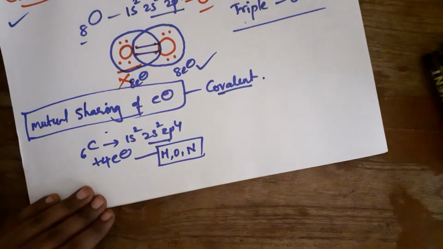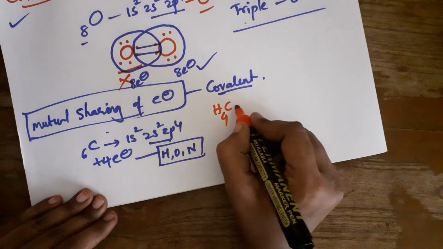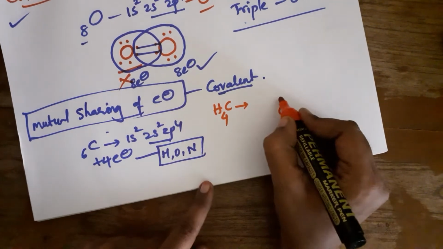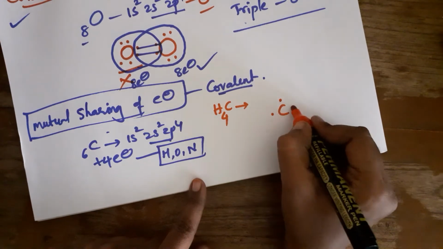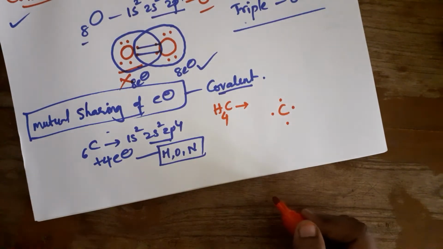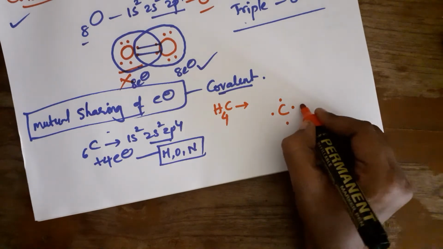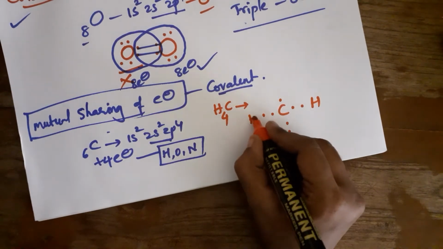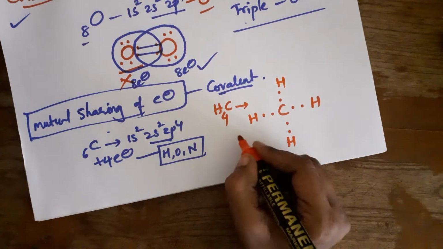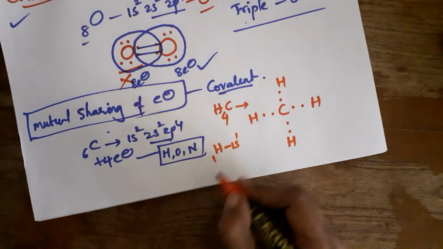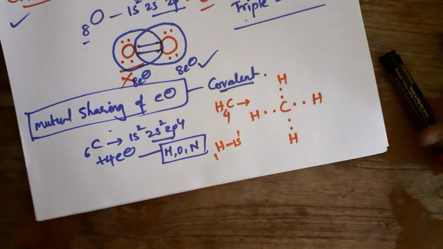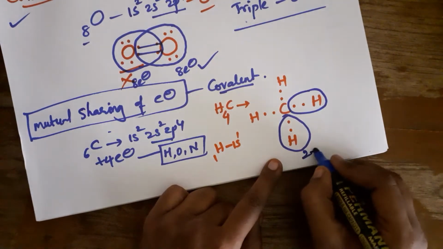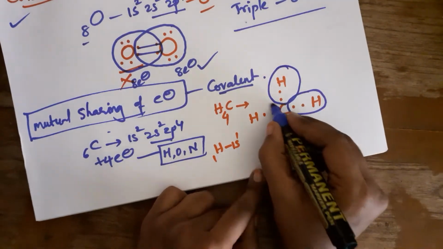For example, the molecule CH4. Here carbon forms 4 bonds with 4 hydrogens. Carbon has a valency of 4, and each electron is involved in sharing with a hydrogen atom. The hydrogen atom has atomic number 1 and contains only 1 electron. This hydrogen atom can share its electron with the carbon atom. So hydrogen gets 2 electrons, and totally the carbon gets how many electrons?